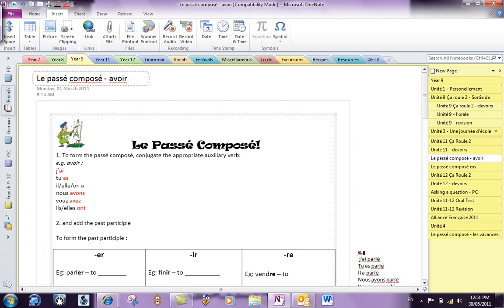Ils ont. That's right. And that's the present tense of avoir. So we need to know it really well, don't we? Absolutely. That's the first part. First of all, conjugate the verb. The second thing we do, we add the past participle.